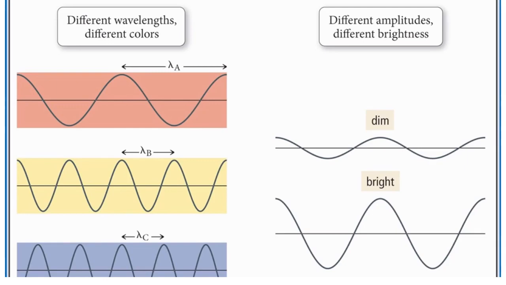Whereas if we vary the amplitude, that is the maximum displacement from the mean position, it will lead us to have different brightness of the light. If amplitude is low, the light will be dim. If amplitude is high, then the light will be bright.